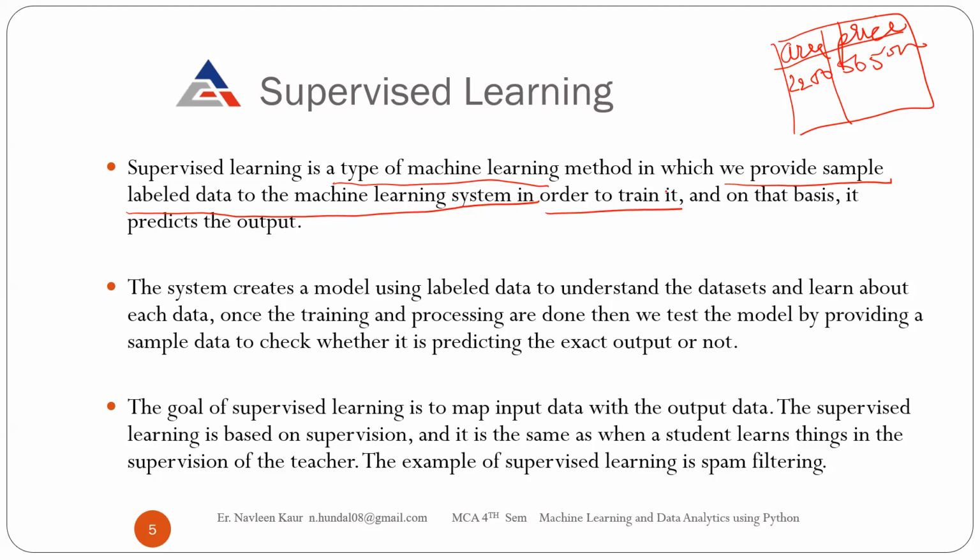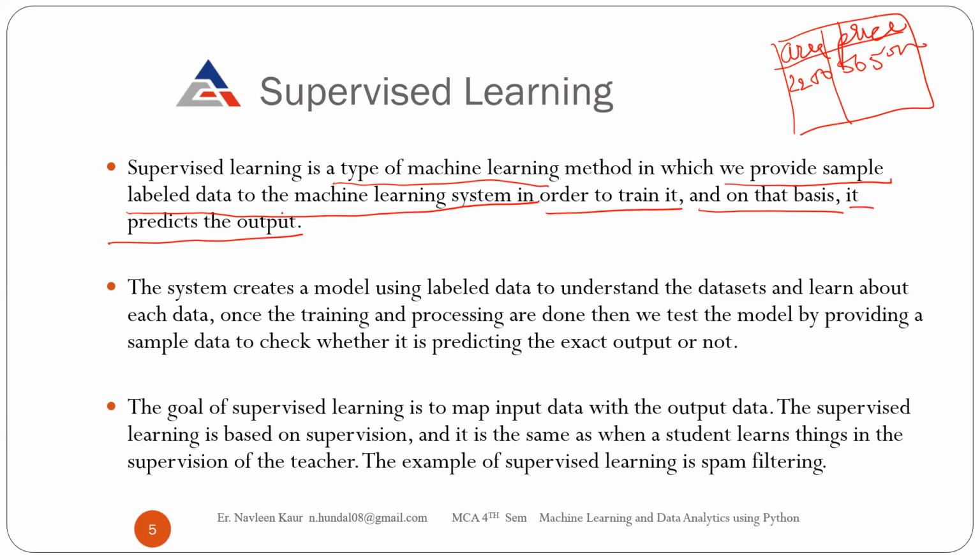Why? Because we are training it. We are giving the training so that our machine should learn, and on the basis of that training, your machine is ready to predict the output for fresh new data. I'm repeating it: supervised learning is a type of machine learning method in which you give sample data that should be labeled to the machine learning system, that is, to your machine, in order to train it. On that basis, you ask your machine to predict the output.